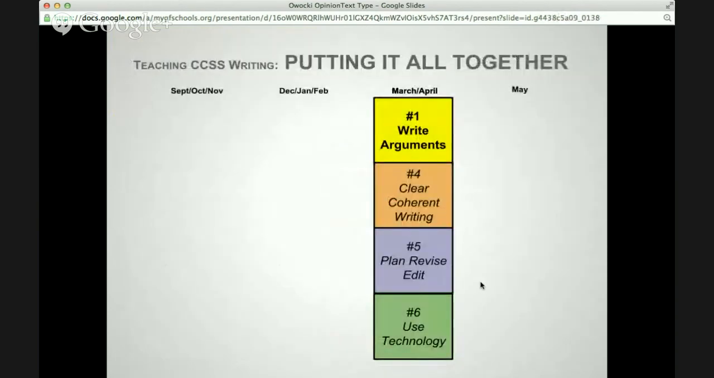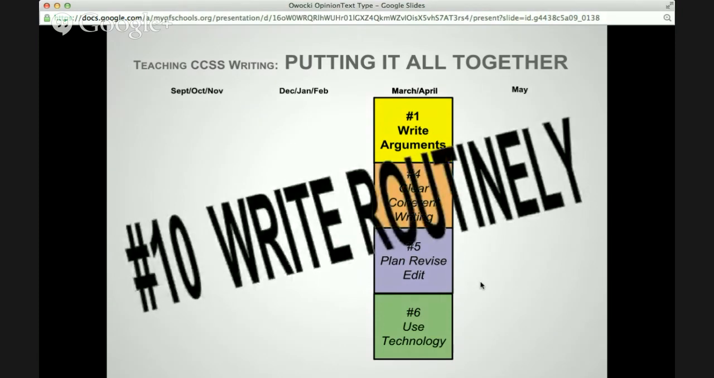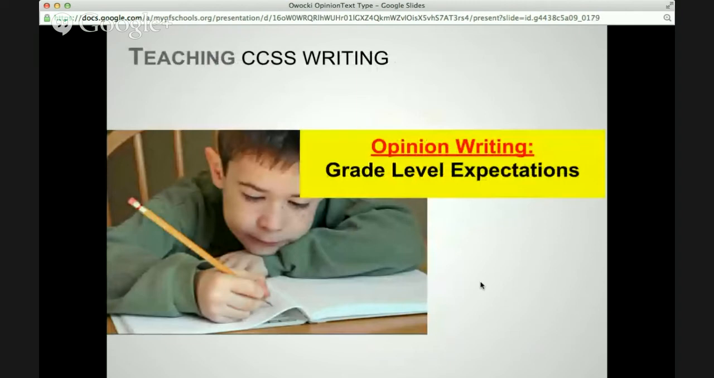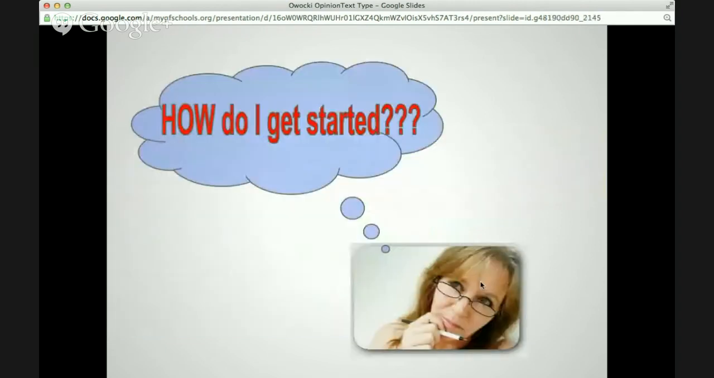So putting this all together, we see very clearly we're focusing on argument. Standard 4, making sure that it's clear and coherent in its delivery. Standard number 5, that it's embedded through a writing process. And standard number 6, to use technology to produce and publish and to share. Okay, and we're going to write opinion routinely for a while here. So now we move from grade level expectations to resources.